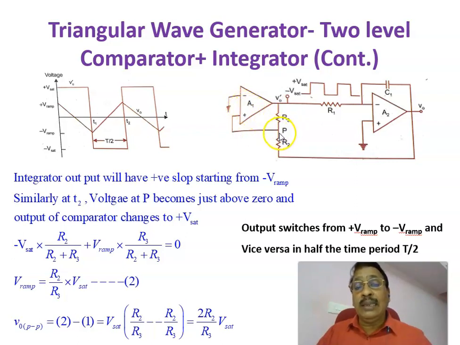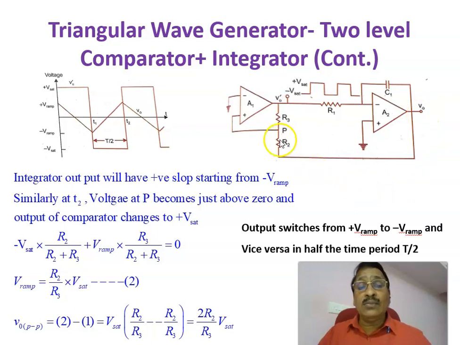Therefore, at the point P, again you have to apply the superposition theorem. Here the voltage is equal to minus Vsat, and here the voltage is equal to plus Vram. Here the voltage is equal to plus Vram, and here the voltage is equal to minus Vsat. Again, you have to apply the superposition theorem. Therefore, minus Vsat, that is this voltage, divided by R2 plus R3, into R2.